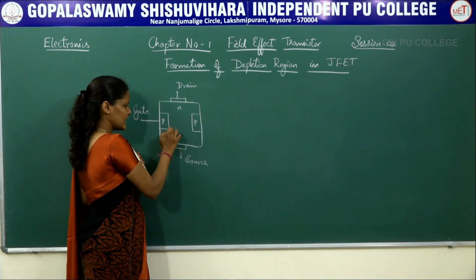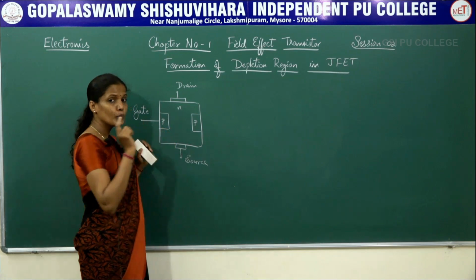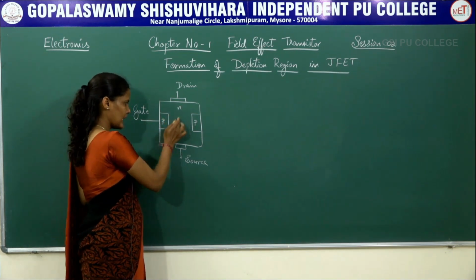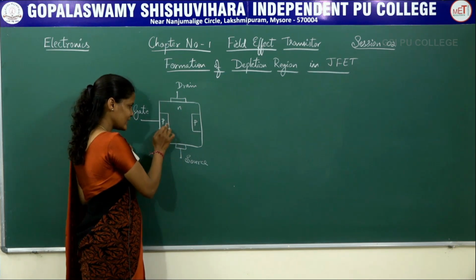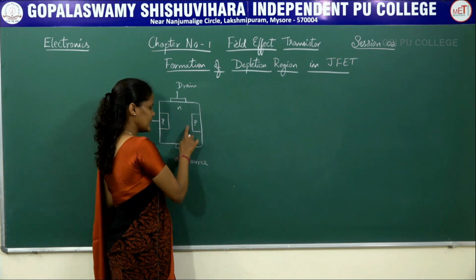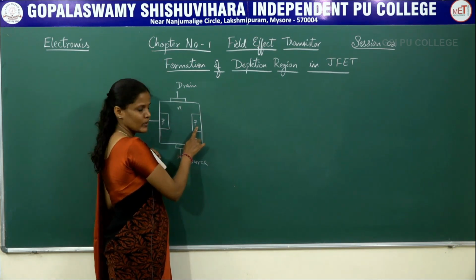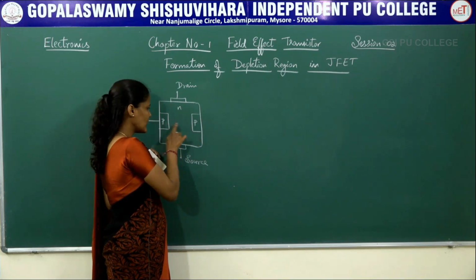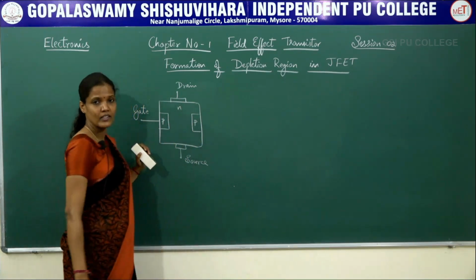In this diagram we will have two PN junctions. Where are those PN junctions? This is a P layer and this is an N channel. In between these two we have one junction. And here again N channel and P type semiconductor, and in between them again there is a junction. So in total I will have two PN junctions.